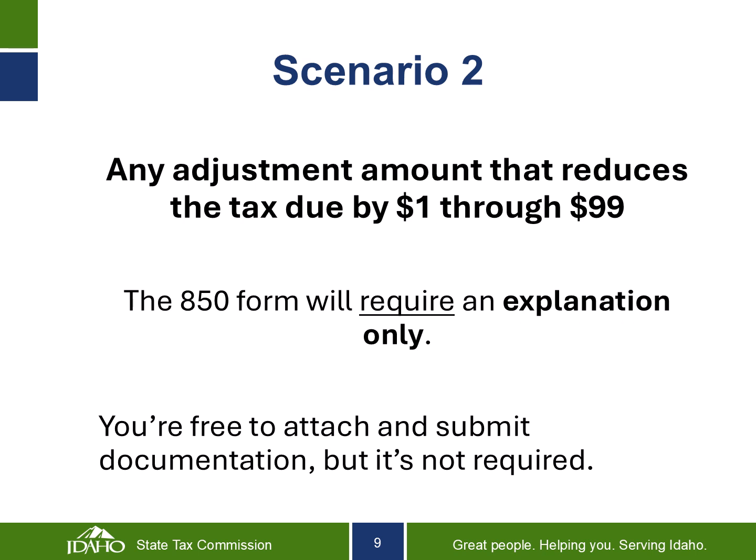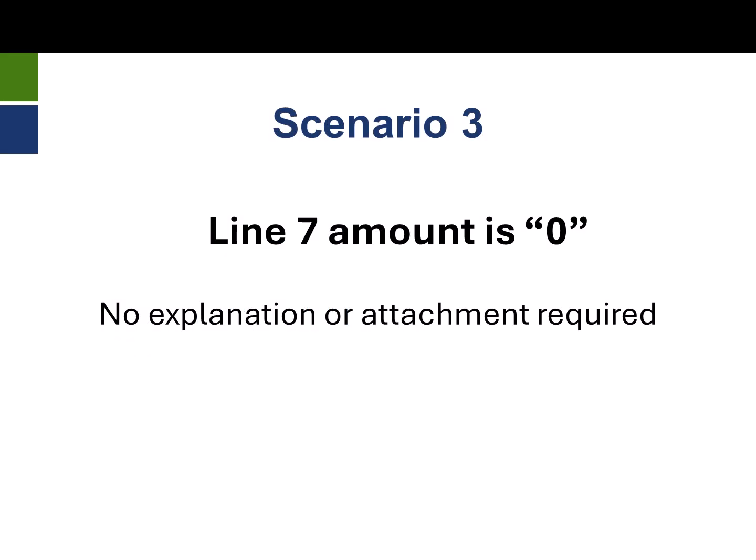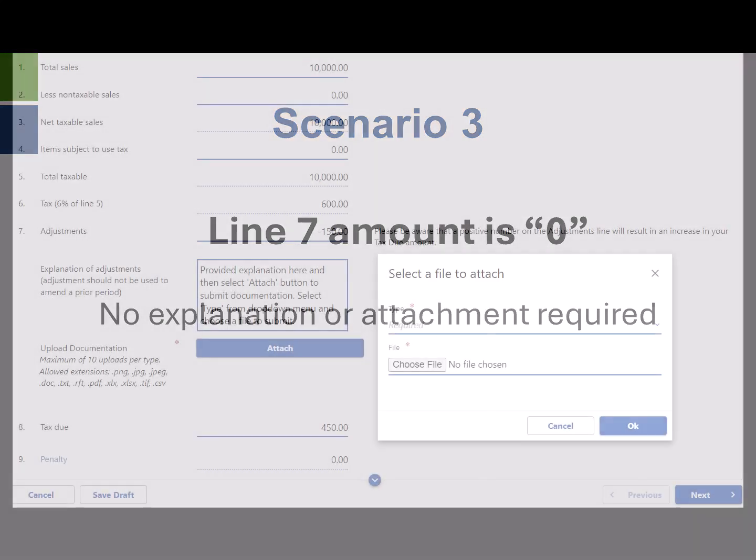For scenario 2, any line 7 adjustment amount that reduces the tax due by $1 through $99, so we're talking minus 10, minus 50, minus 99, that sort of thing, the 850 form will require an explanation only. Now, you're free to attach and submit documentation, but it's not required. And then the third scenario is if your line 7 amount is 0. If this is the case, there is no explanation or attachment required.